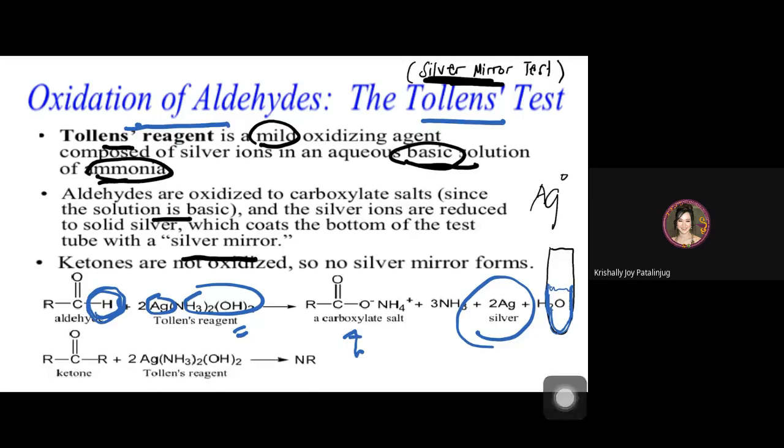And again, for ketone, since we're talking about oxidation here, a ketone cannot produce a positive result with the Tollens test, because the Tollens test in general is an oxidation reaction. And as I mentioned earlier, a ketone cannot be oxidized. So no reaction with Tollens test.